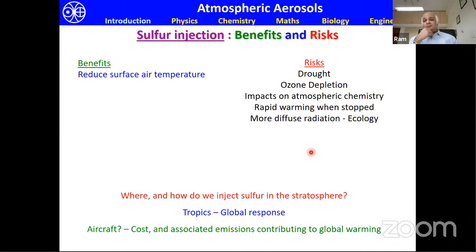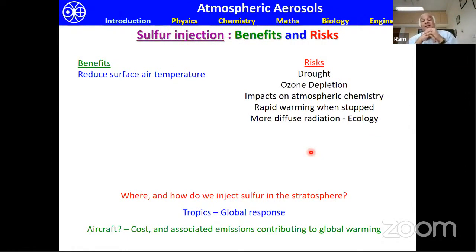Now, more logistical questions, which also have economic and societal implications: where and how do we inject this sulfur in the stratosphere? For a global response to occur, these aerosols need to be injected in the tropical belt. Only then will the effects be global, because they will diffuse across latitude and longitude, while injecting them at higher latitudes will not result in a global response.